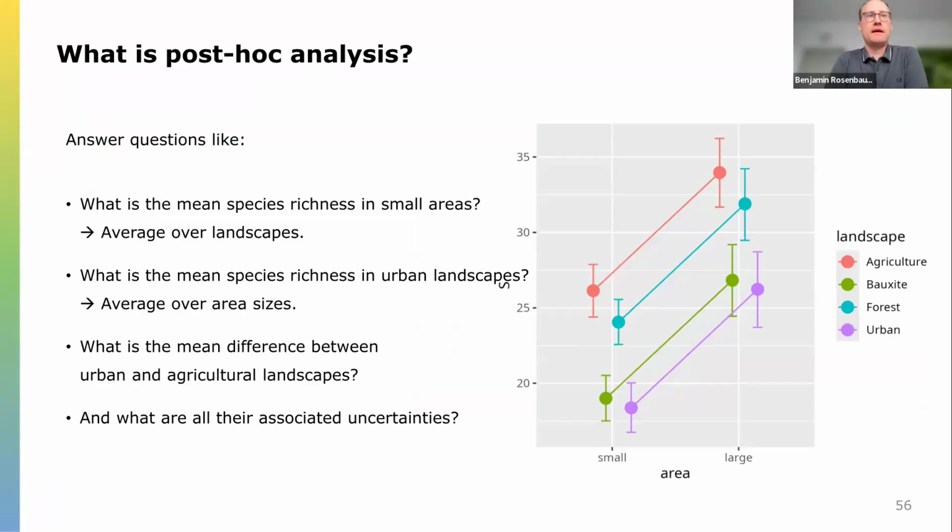Okay, yeah, again, some other questions regarding averaging. For instance, what is the mean species richness in urban landscapes? You would have to average over area size, or you would be interested in the difference between urban and agricultural landscapes. Again, you would have to make some averaging over area and then differences over landscapes. And all of these questions can be answered either by doing the predictions yourself, averaging, or subtracting.